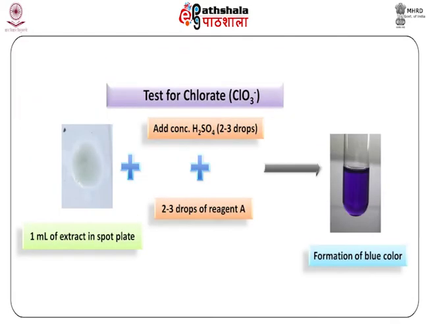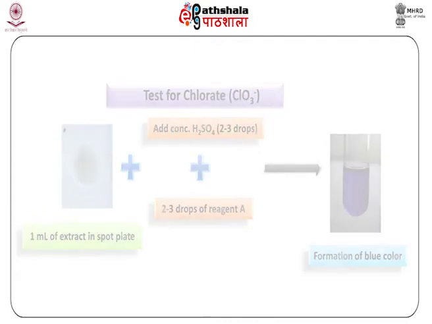The test is carried out by taking 1 ml of extract on a spot plate and leaving it for some time. Cool it and add 2 to 3 drops of concentrated sulfuric acid, followed by 2 to 3 drops of reagent A. The presence of chlorate ions is indicated by the formation of a blue color.